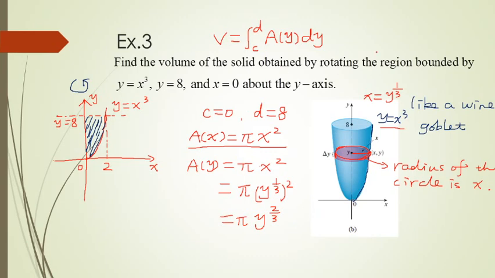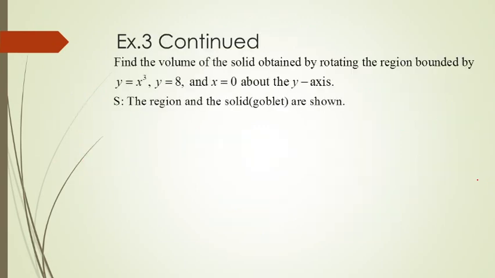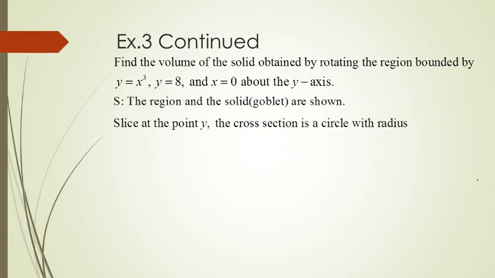So this one is we rotate about the y-axis, and we get a solid. Now let's check the solution. So the region and the solid look like a goblet as shown, like the previous one.